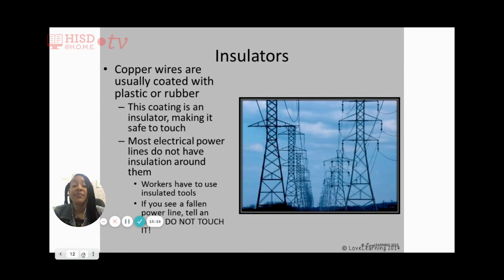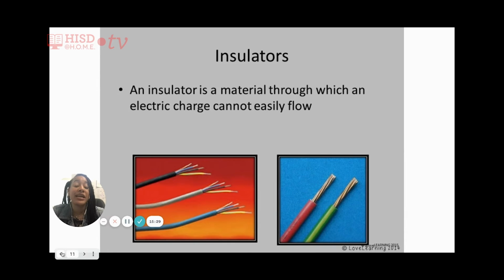Now, insulators. Copper wires are usually coated with plastic or rubber, and this coating is an insulator, making it safe to touch. If we go back to this diagram, remember, copper is a conductor, but to ensure safety, copper is most often surrounded by an insulator. As you can see on the screen here, these are insulators. The red and green is an insulator, and the gold or bronze color is copper. So copper is being covered by an insulator for safety reasons.